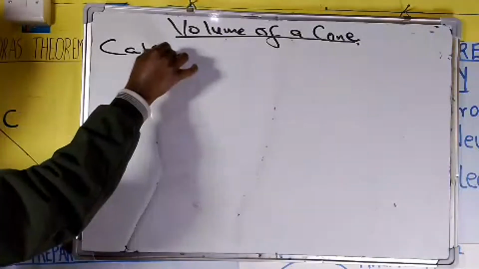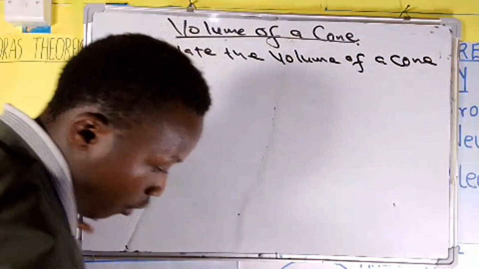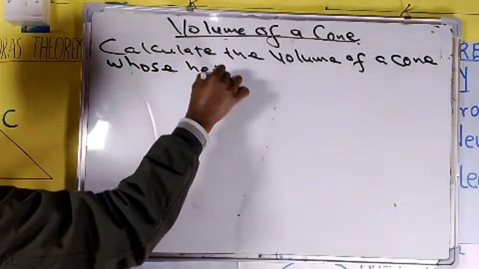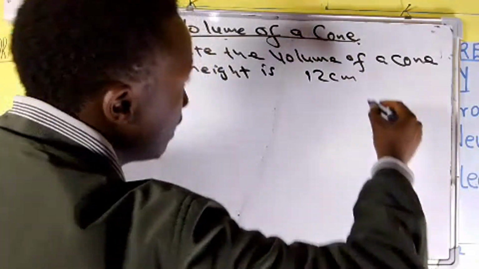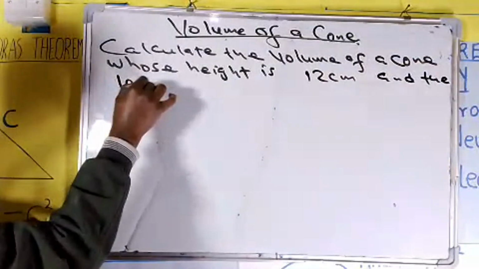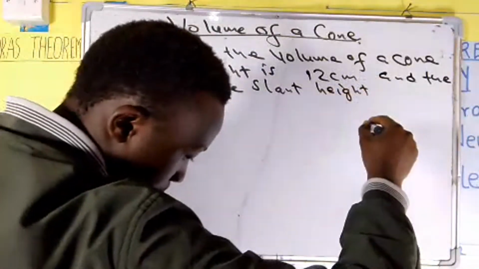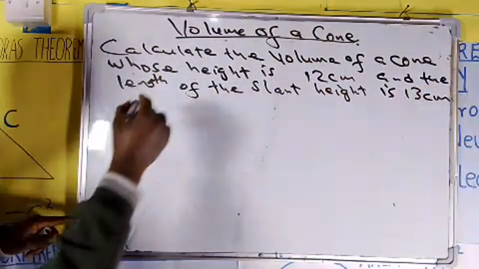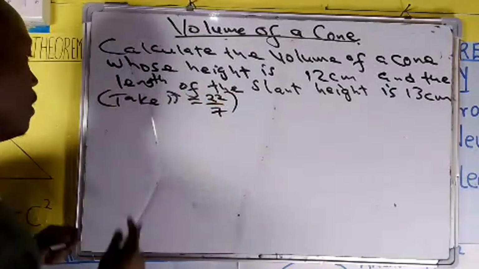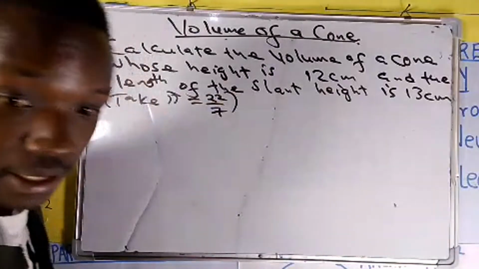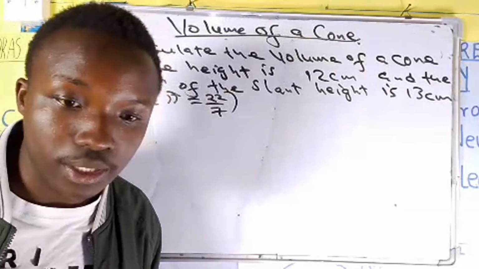Calculate the volume of a cone whose height is 12 centimeters and the slant height, remember we mentioned the slant height, is 13 centimeters. As you take pi is equal to 22 over 7.